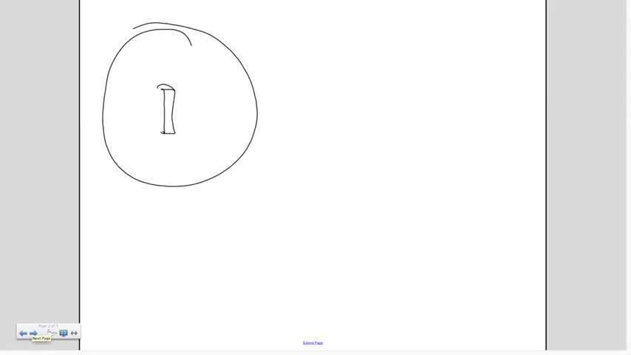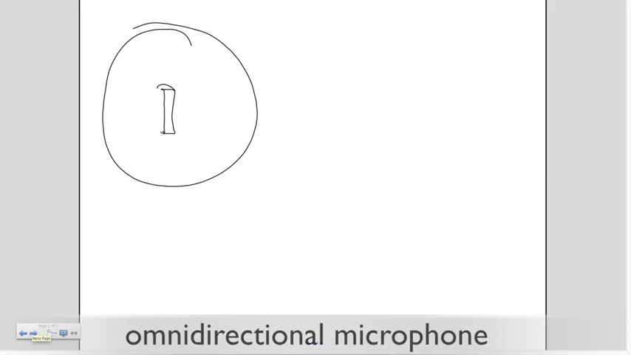If we have a microphone placed here and the sound is equally picked up in all different circles, we call that omnidirectional. So an omnidirectional microphone you would have in a situation where you need sound coming from all 360 degrees and equal energy coming into that, and it would pick them all up.